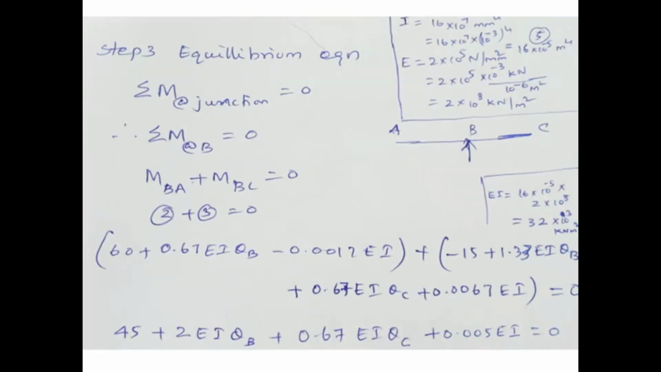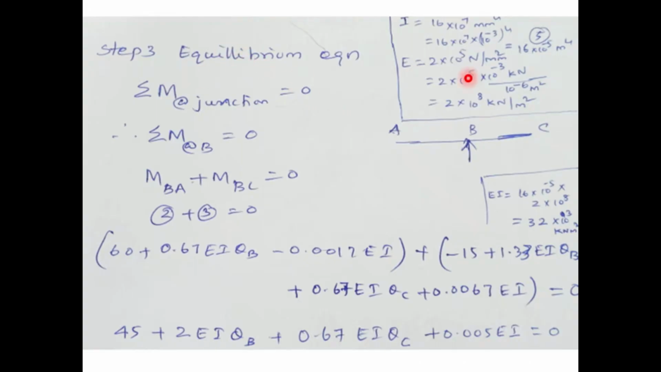Now we'll move to the third step. The third step is equilibrium equations. What are the equilibrium equations we have? Summation of moment at junction is equal to 0. Then if the extreme end is simply supported, moment is zero. These are the two equilibrium equations, right?